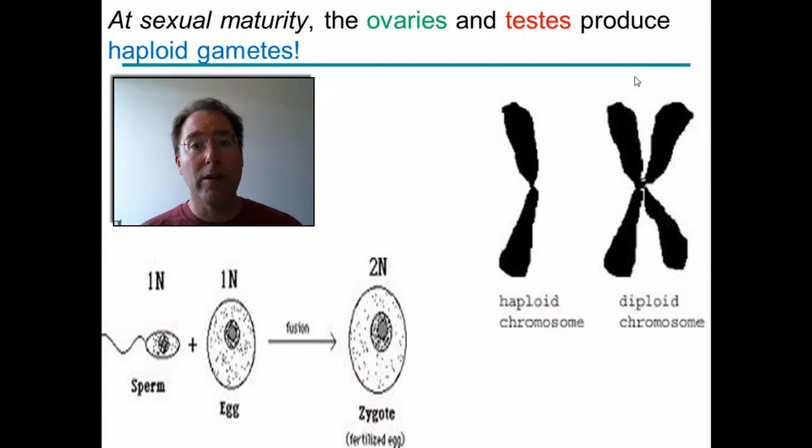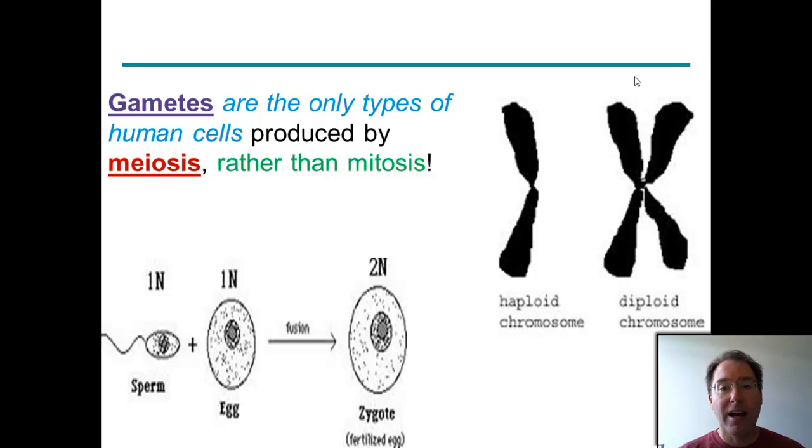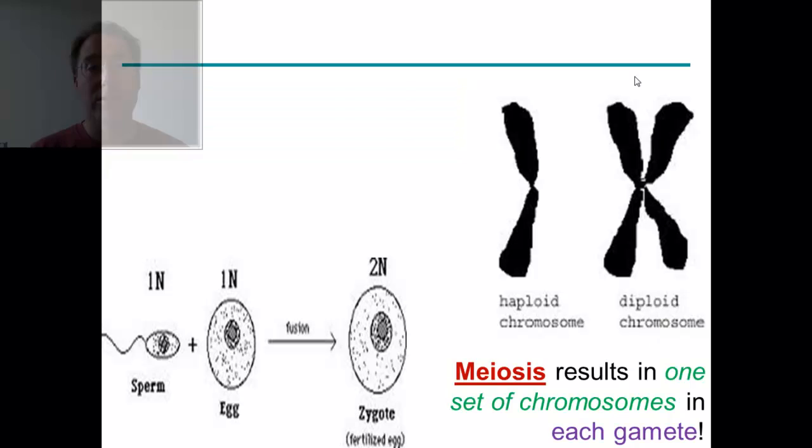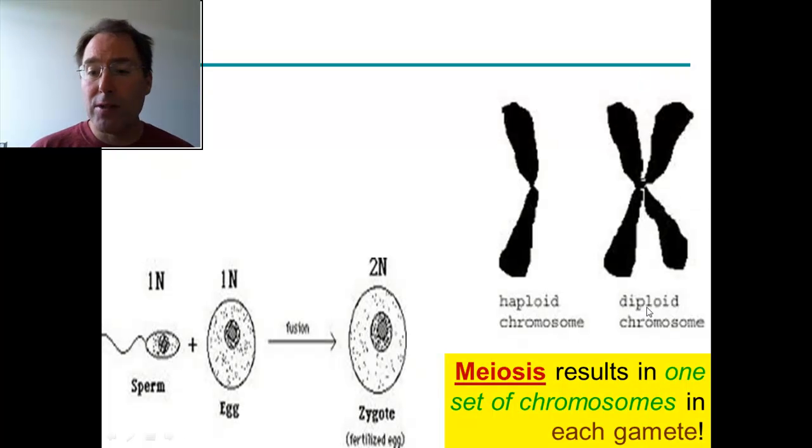At sexual maturity, your ovaries and a guy's testes will produce haploid gametes, and they're produced by this process called meiosis, not mitosis. Meiosis is very different than mitosis, and we'll get into the details here. Additionally, it results in one set of chromosomes in each gamete. It's kind of a mixture.